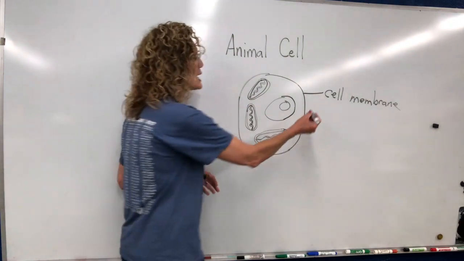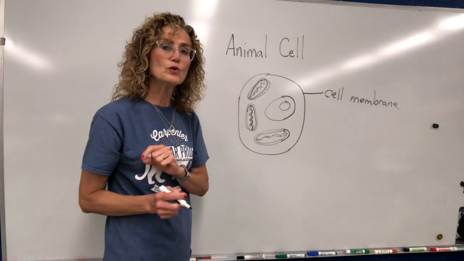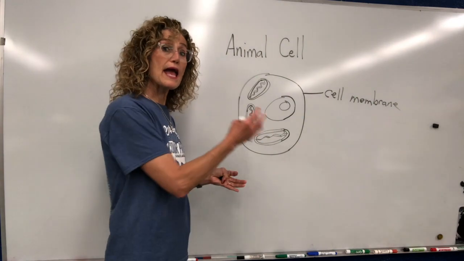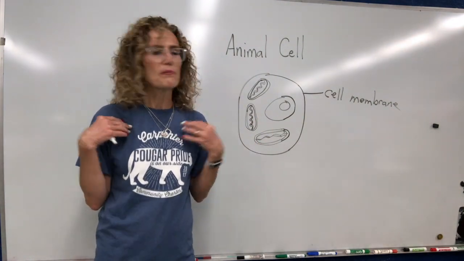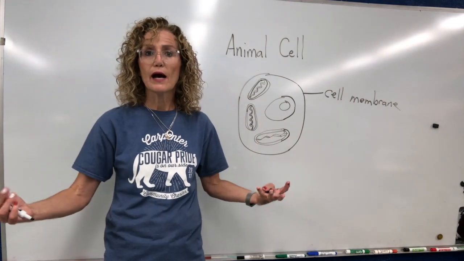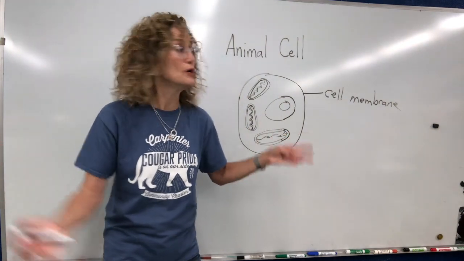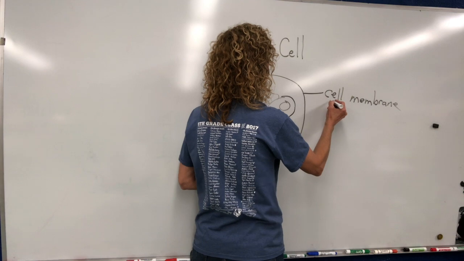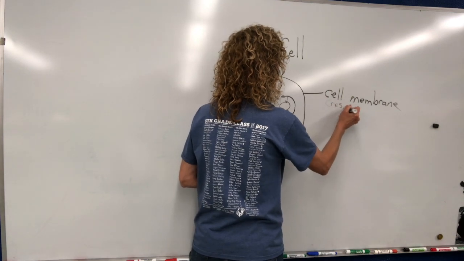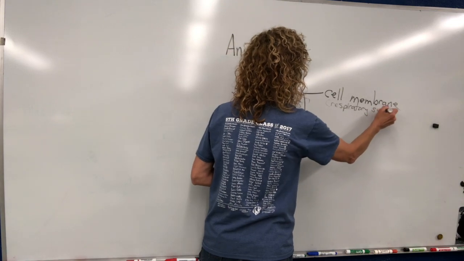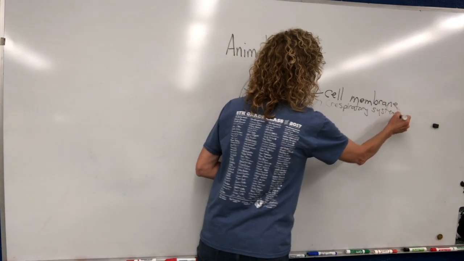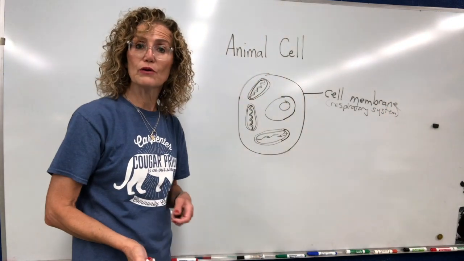It keeps it all together, but it also is something else. This membrane has little holes in it and allows air to pass in and out. In our body systems, wasn't there something that allowed air to go in and out? Our respiratory system. So the cell membrane is kind of like the respiratory system. It's similar, right? It allows oxygen and carbon dioxide to go in and out of the cell.